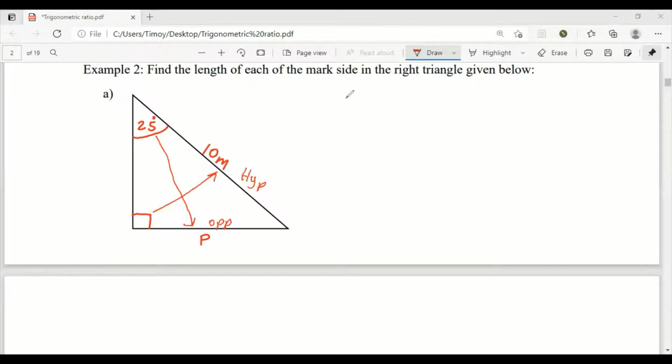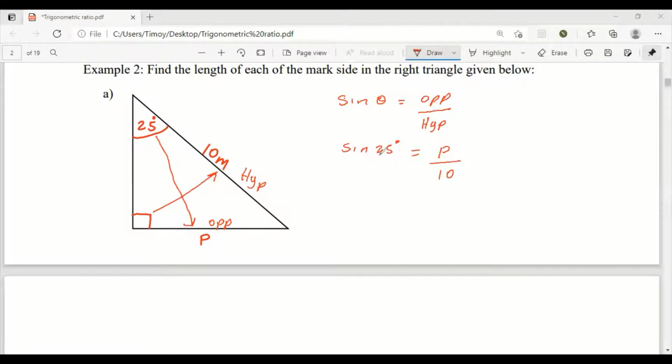We know by definition that sine theta is equal to the opposite length divided by the hypotenuse length. From this formula, we can substitute what we have. We know theta is 25 degrees. So sine of 25 degrees is going to equal the opposite length, which is P, the unknown that we want to solve for, over the hypotenuse length, which is 10.